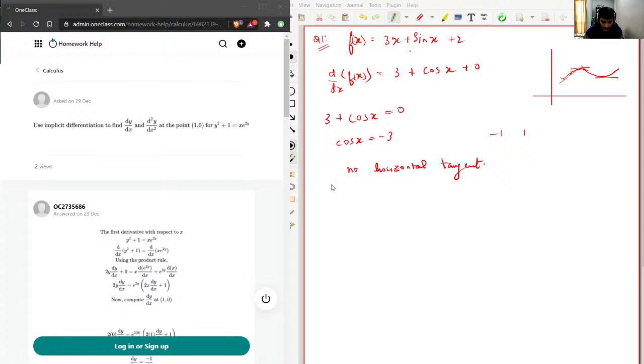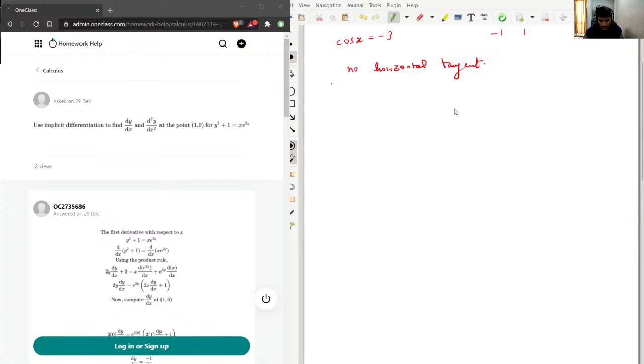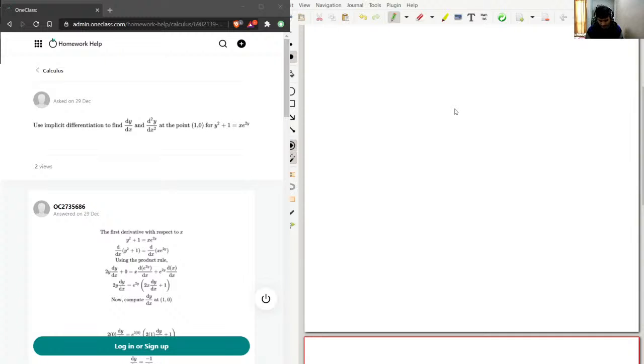Okay, we have another question here. This is going to be our question number 2, and we need to use implicit differentiation to find dy by dx and d square y by dx square at the point (1, 0) for y square plus 1 equal to x e power 2y.